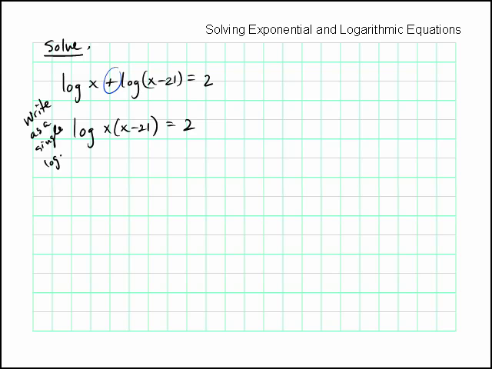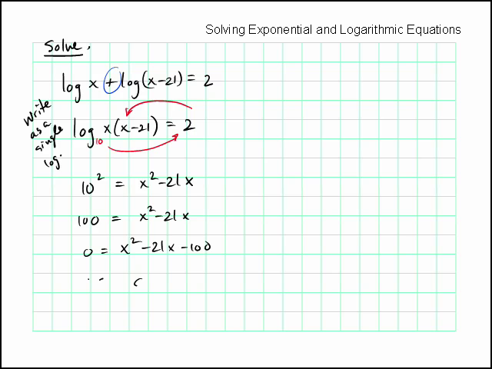Now that I have it as one logarithm, I'm going to put it in exponent form. Since there's no base, this must be a common log, which is base 10. So 10 squared must equal this. 10 squared equals x squared minus 21x. There's my equation in exponent form. 10 squared is 100. And so this is a quadratic. I'm going to move the 100 to the right side.